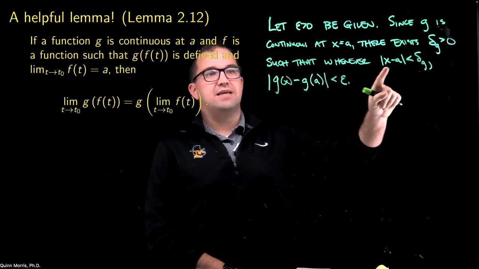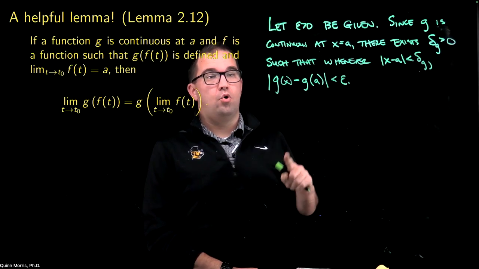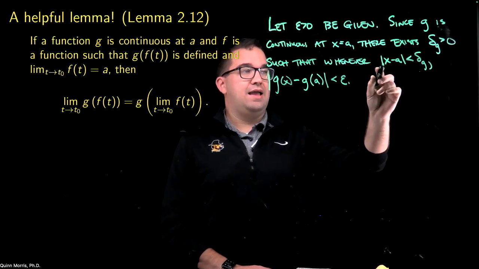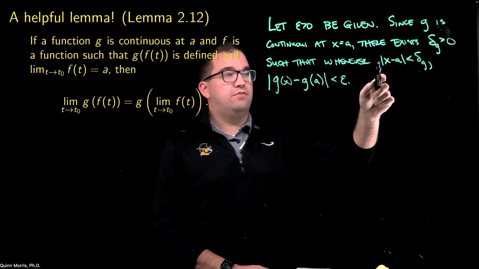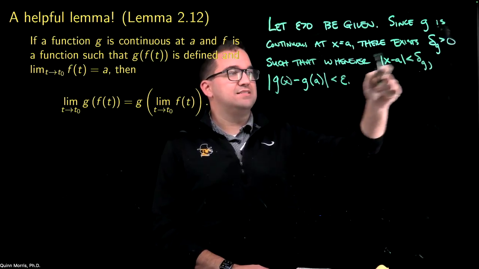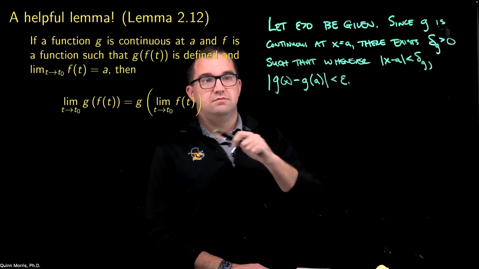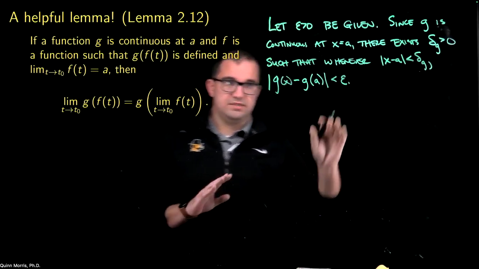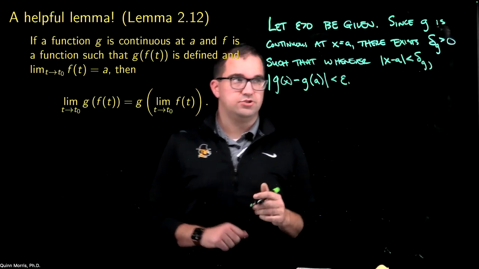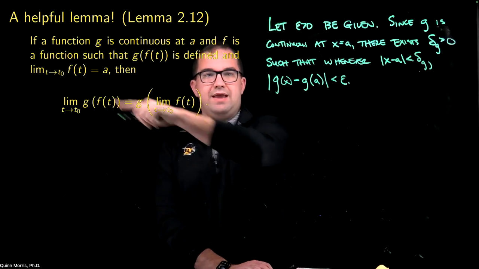And notice that because I don't have the 0 here, this works whether it is an isolated point or an accumulation point. If a is an isolated point of the domain of g, then a is the only thing that satisfies this condition, and a certainly satisfies this condition, right? So this will work regardless of whether a is an isolated point or an accumulation point. Now I need to use my facts about f.